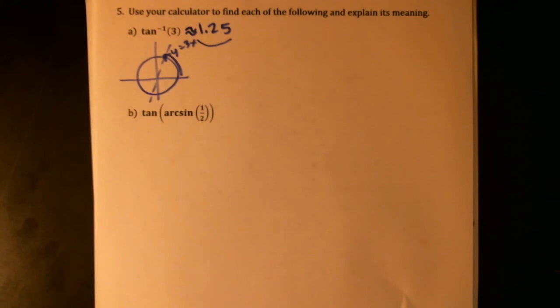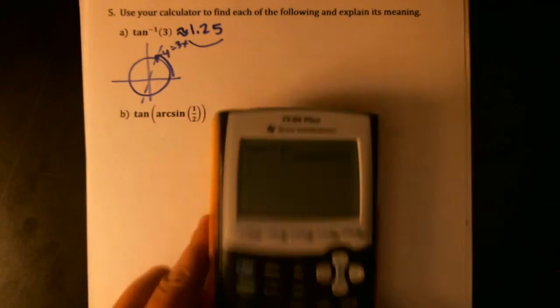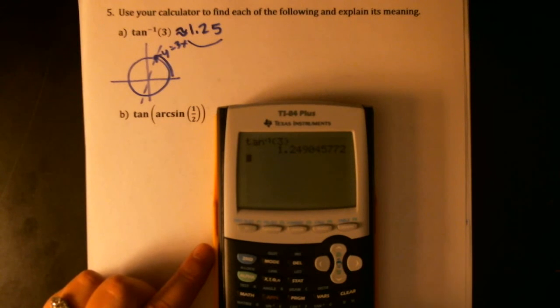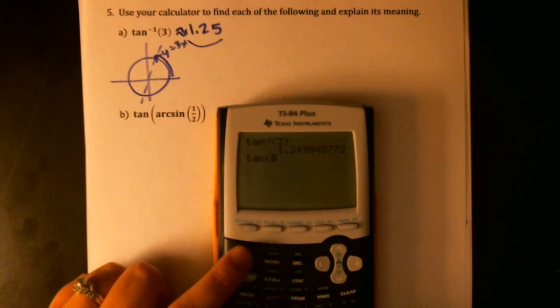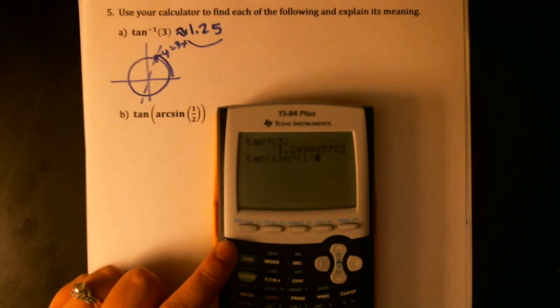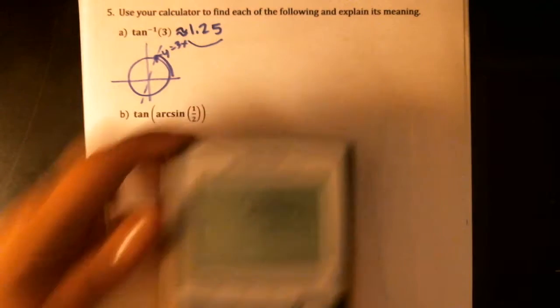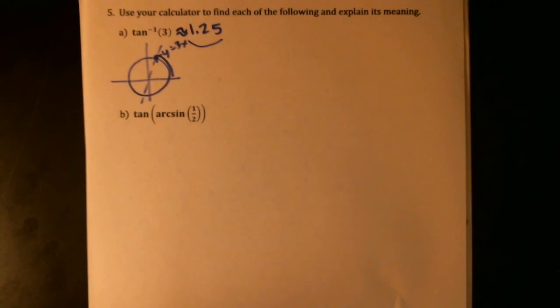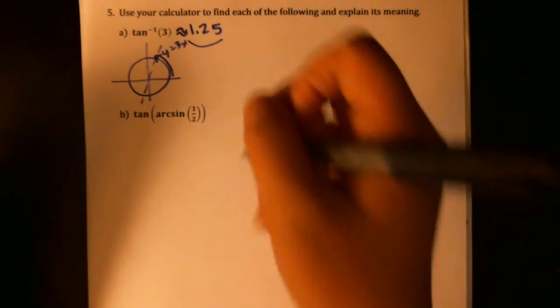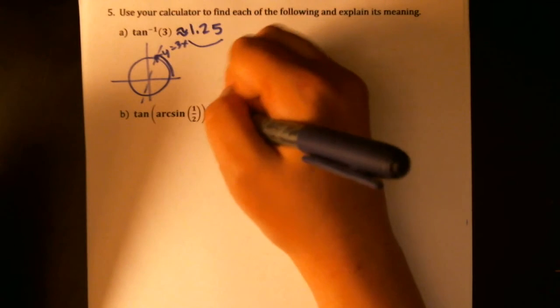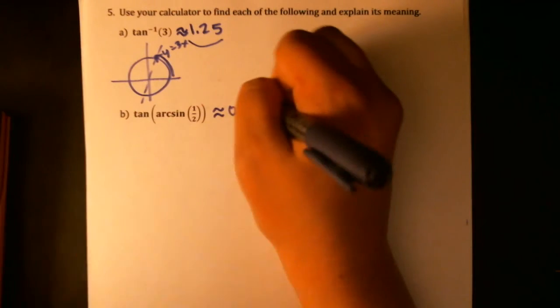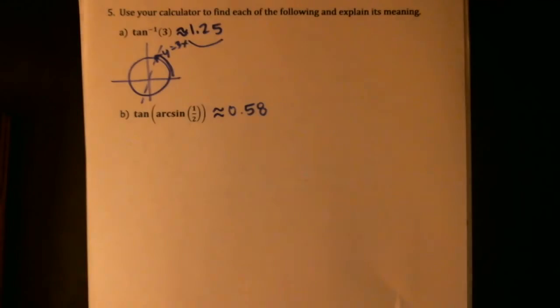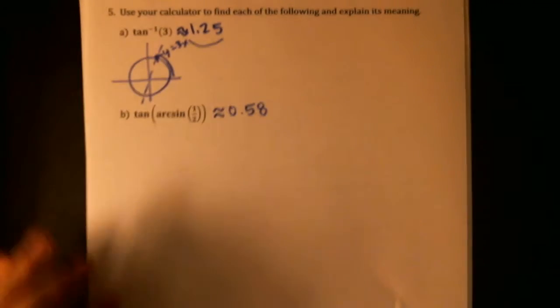Okay, so on to the one that I'm really interested in here. What if I do tangent of arc sine of 1/2? So we'll just plug in tangent of arc sine of 1/2. And I get 0.577. So let's just go, it's approximately 0.58. Okay, and then I want to think about what this one means.